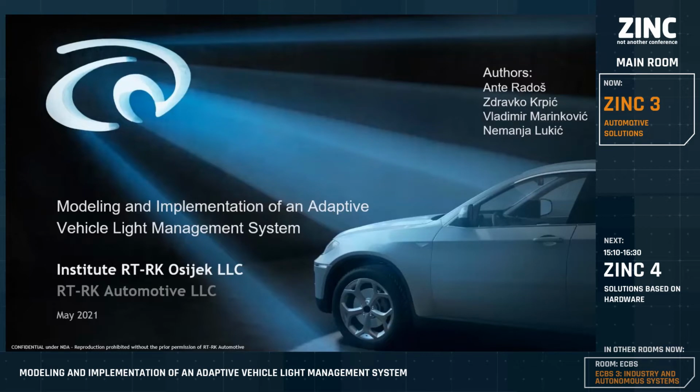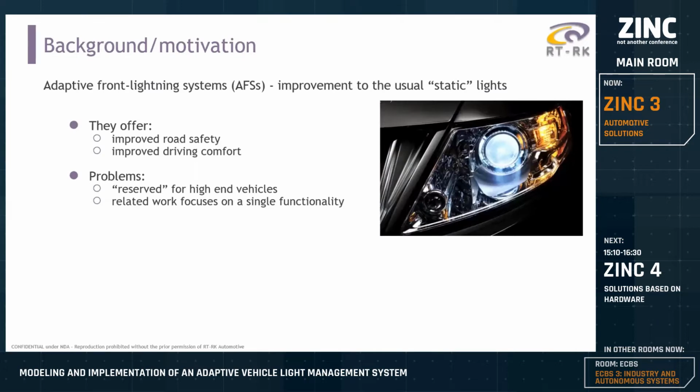My name is Ante, and today I'm going to be talking about this modeling and implementation of an adaptive vehicle light management system. These kinds of systems, often called adaptive front lighting systems or the AFS, are an improvement to usually classical static lights, which are still used in most vehicles today. These systems have dynamic behavior. They use different sensors and actuators to adapt to the changing vehicle surroundings, traffic conditions, and so on. This way, the road safety and driving comfort is greatly improved.